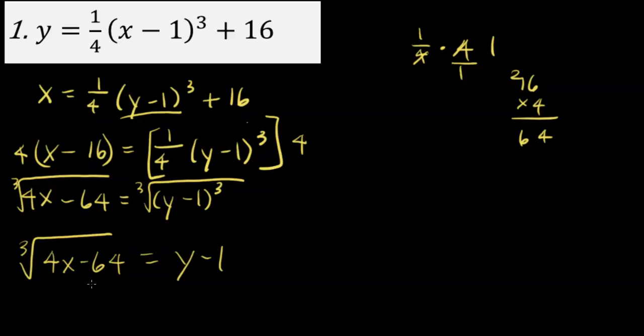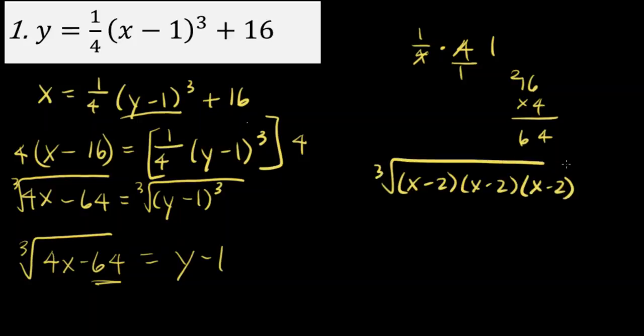I can't simplify here. I can't take the 64 out. That's two terms. In order for me to take that 64 out, it would have to be like (x minus 2), (x minus 2), and (x minus 2), and I'd have to be able to cube root that. Then I could take x minus 2 out, but I'm not going to even go there.